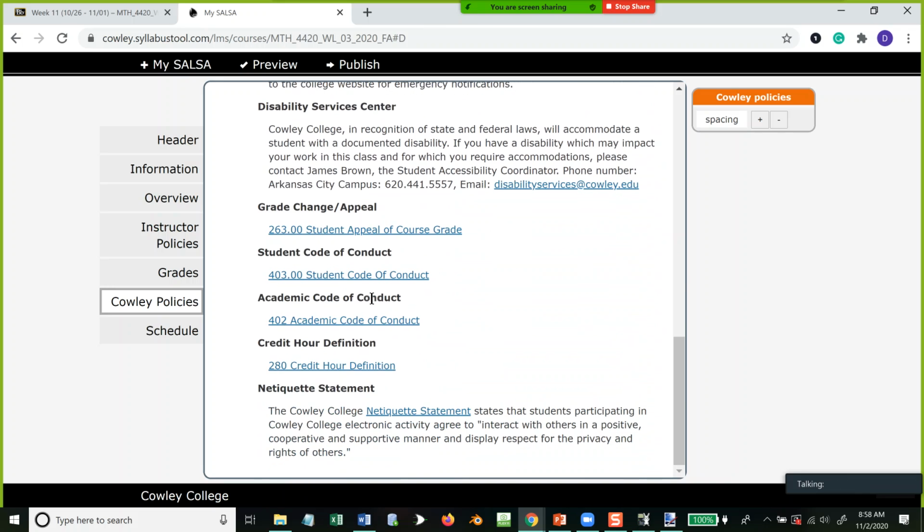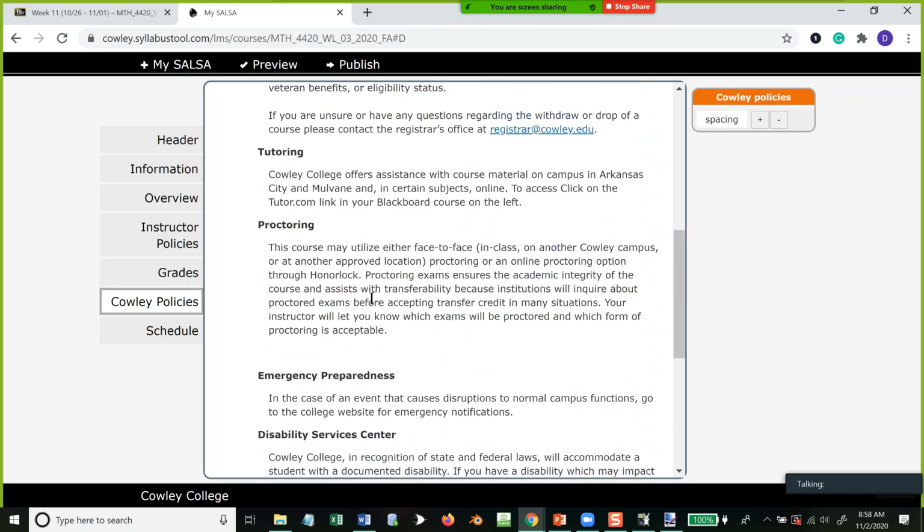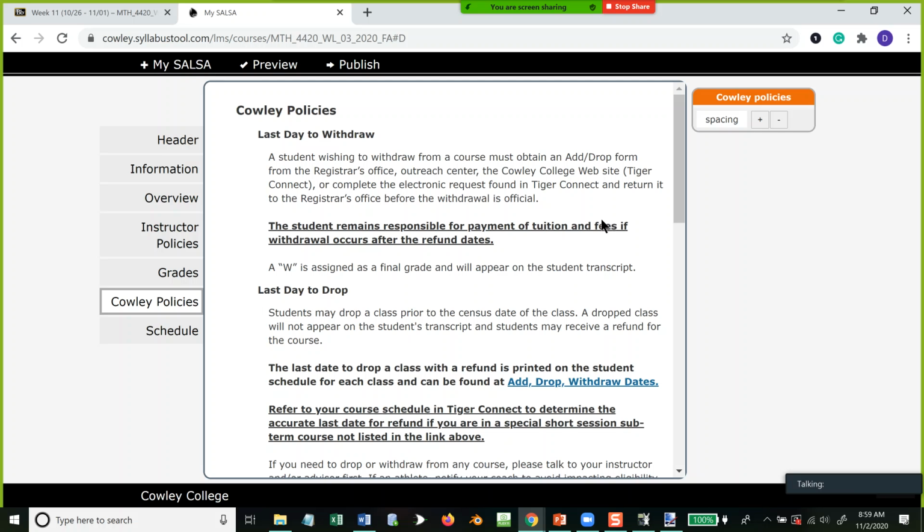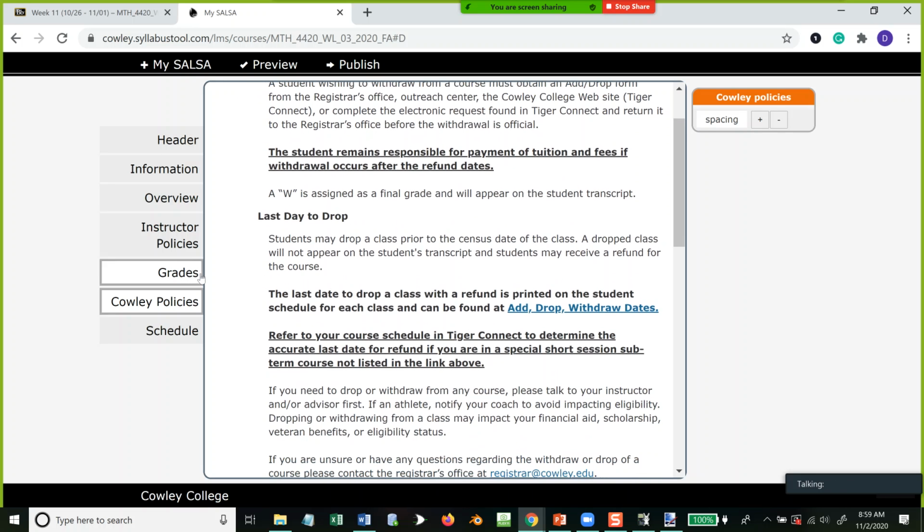Where's it at? I thought it was on here. Last date to drop is coming up pretty fast. I guess they don't put it up here anymore. But I think it's maybe next week or the week after.